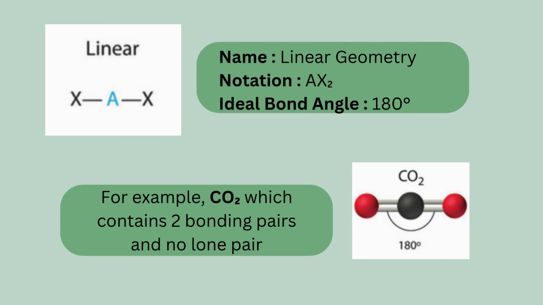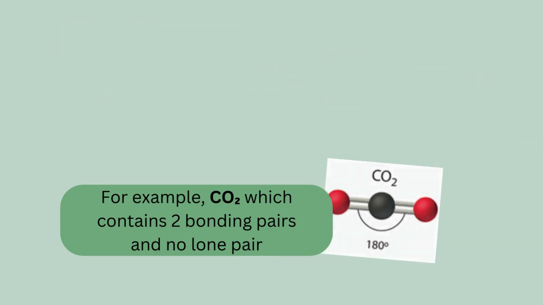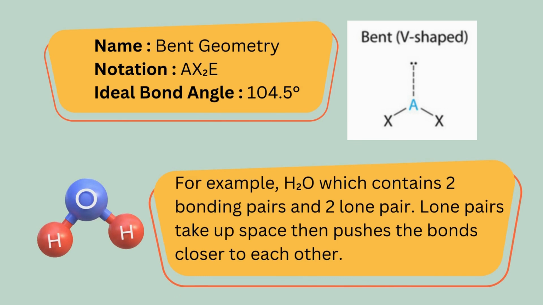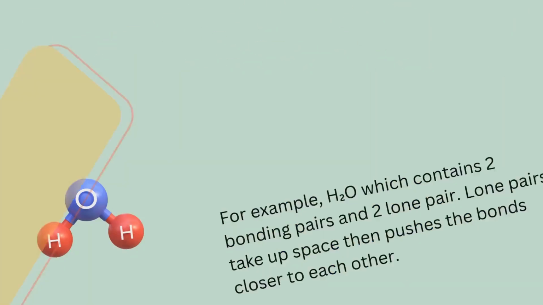The ideal bond angle is 180 degrees. For example, carbon dioxide, which contains two bonding pairs and no lone pair. Moving on, we have bent geometry with its notation AX2E. The ideal bond angle is 104.5 degrees. For example, water, which contains two bonding pairs and two lone pairs. Lone pairs take up space, which pushes the bonds closer to each other.